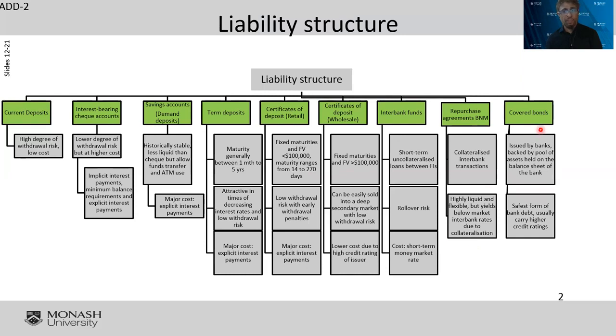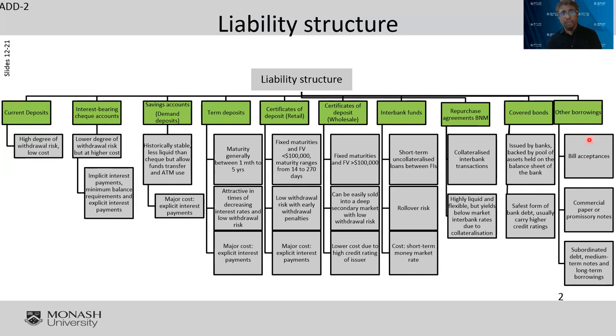We have covered bonds, and this is maybe the last one. You can issue bonds. It can be issued by banks, backed by the pool of assets held on the balance sheet of the bank. Safest form of bank debt, usually carrying a higher credit rating. Covered bond securities come under this issue if you are talking about MBB, or you can actually issue bonds guaranteed by your assets, and it depends on the rating.